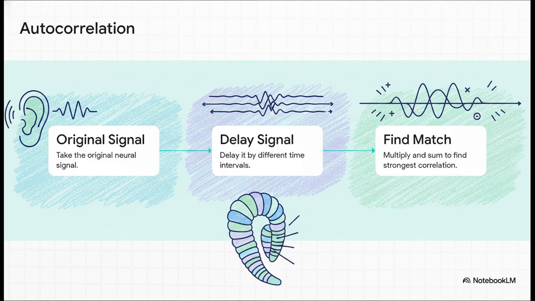So, the crux of this theory is a surprisingly simple three-step process. 1. Take the original neural signal. 2. Delay it by different time intervals. And 3. Multiply and sum those signals to find the strongest correlation. The auditory system theoretically uses this single mechanism to grab timing information across radically different frequency channels, mashing it all together into one unified sensation of pitch.